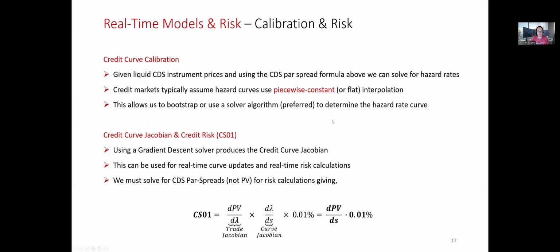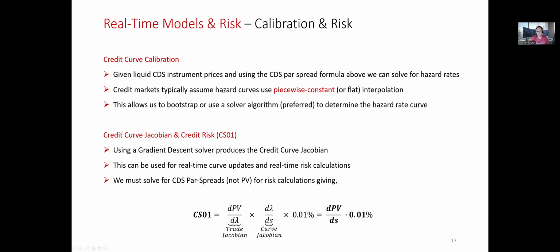Now, let's talk a little bit about credit calibration and risk. For credit curve calibration, we would take liquid CDS instrument prices and, using the CDS par spread formula that we just looked at, we can solve for the hazard rates. So we take CDS instruments that are quoting in the market. We don't want stale prices. We take liquid instrument prices in the market, and given that, we have the par spreads, and then using that par spread formula, we can solve for the hazard rates.